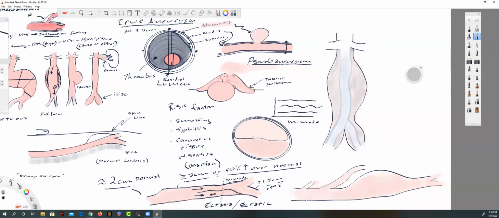I'll just mention dissections are more common. They're actually more common in the thoracic aorta, the aortic arch, than they are in the abdominal aorta. And these are deadly too. Whether there is a thrombus involved or not, a dissection is deadly because it's a big sheet of material flopping around inside of there.